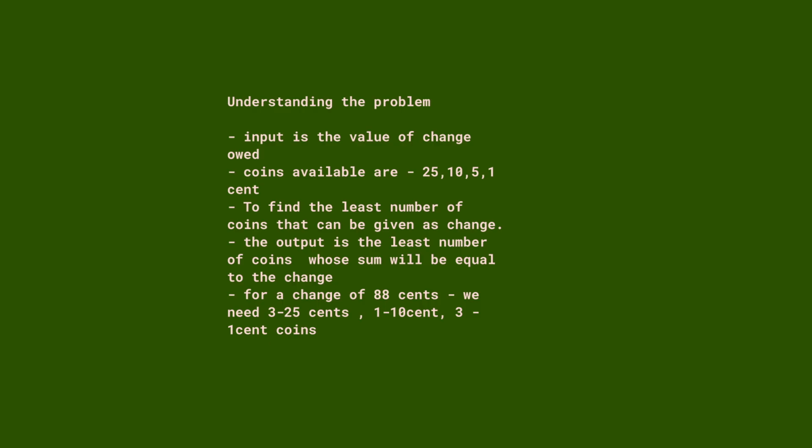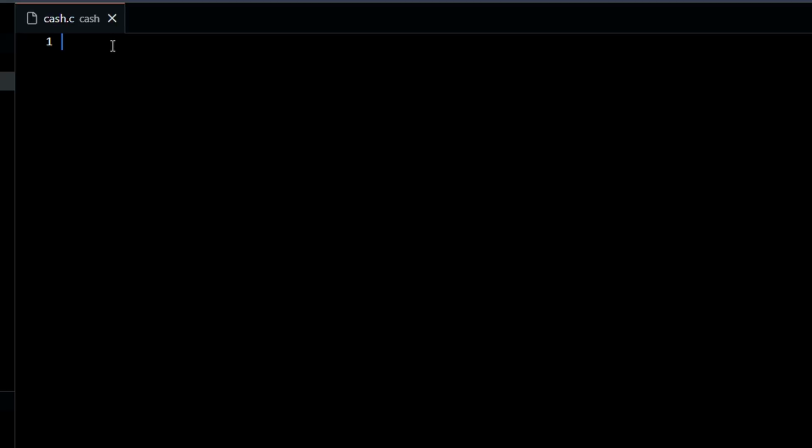Here, we need to receive an input, which is the value of the change owed. Then the coins available are 25 cents, 10 cents, 5 cents, and 1 cent. Our task is to find the least number of coins that can be given as change. The output will be the least number of coins whose sum will be equal to the change. So, for example, if we have to give a change of 88 cents, we will need 3 25-cent coins, 1 10-cent coin, and 3 1-cent coins. That is a total of 7 coins.